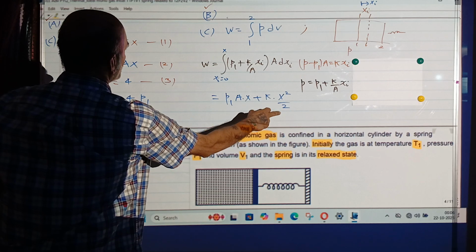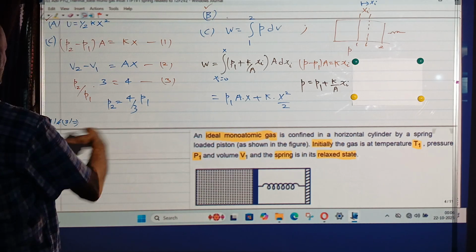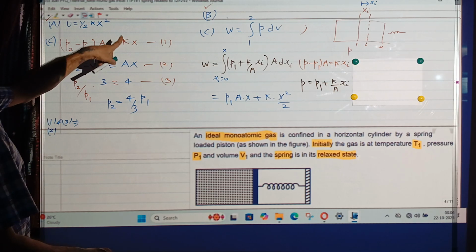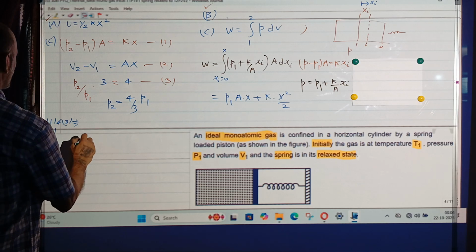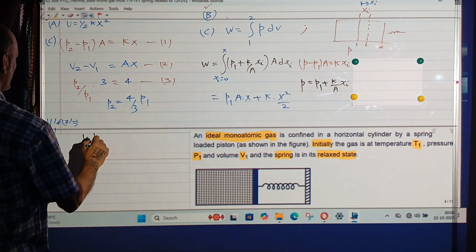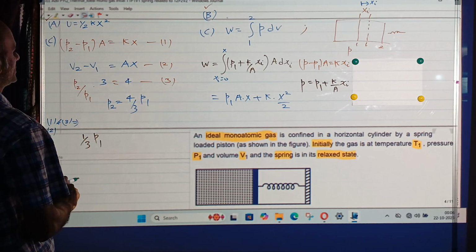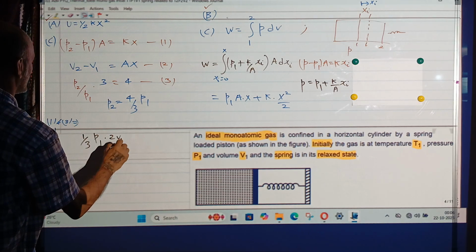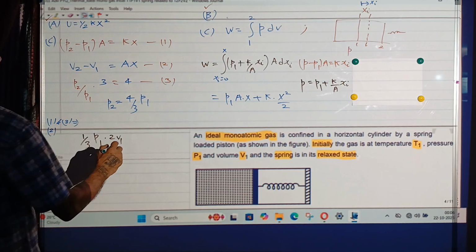I have to find again half K X square. So P2 minus P1 will become 1/3 P1. Again, using all these three equations to get half K X square. P2 is 4/3 P1, so the difference will become 1/3 P1. A I'll get from here. A is V2 minus V1 by X. V2 minus V1 is 2V1. Volume has increased 3 times, so V2 is thrice V1. So 3 minus 1 is 2. So 2V1.